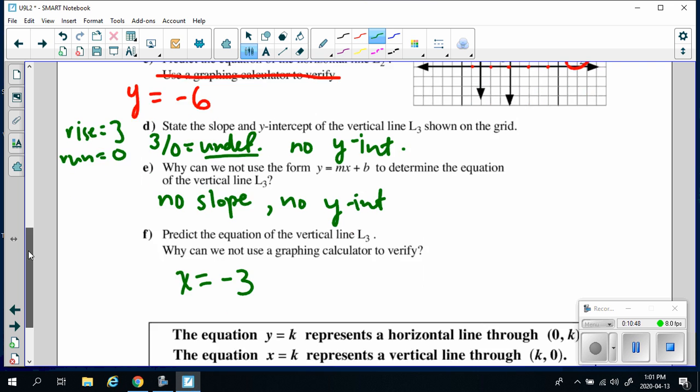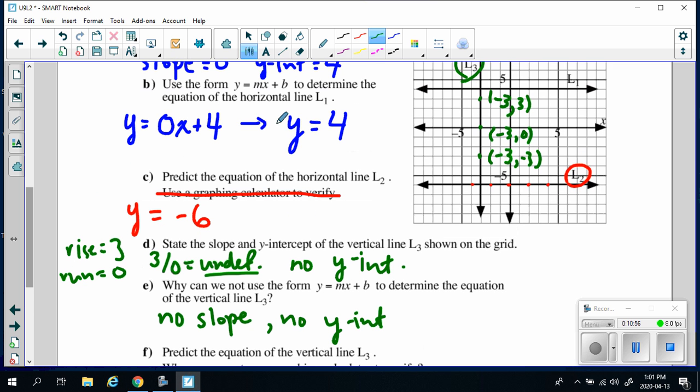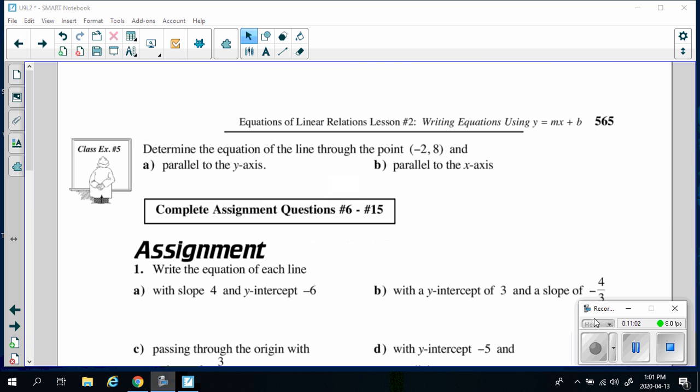So notice the difference between these vertical and horizontal lines. A vertical line has an equation of x equals something, and a horizontal line has an equation of y equals something. Keep that in mind.